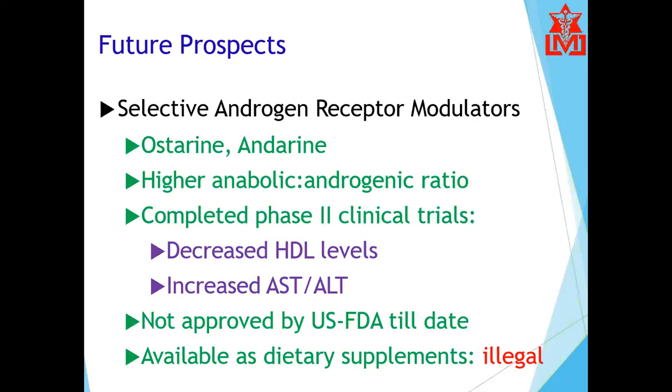Future prospects: selective androgen receptor modulators like ostarine have a high anabolic to androgenic ratio, and phase 1 and 2 clinical trials are being completed. However, they decrease high density lipoproteins and increase AST and ALT in the liver. So they are not approved for use to date, and as food supplements they are considered illegal. A lot of studies are being done on this type of drug to see what can come of them.